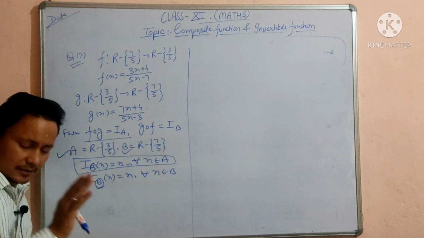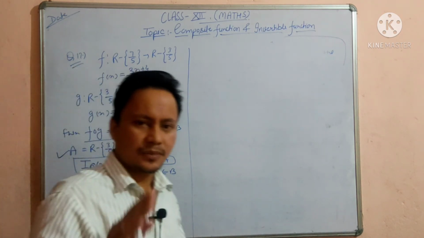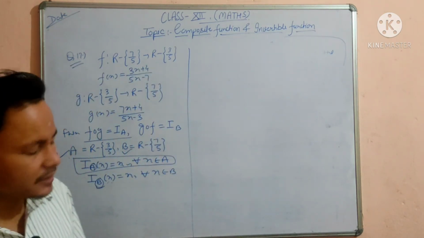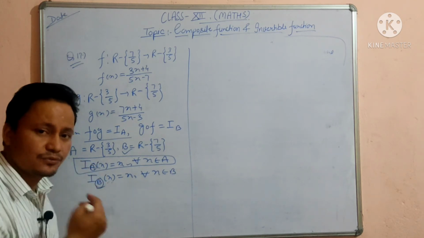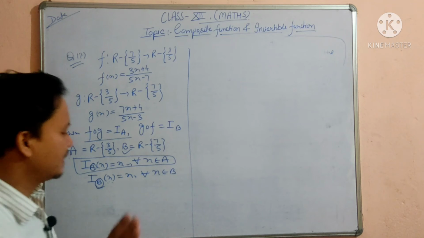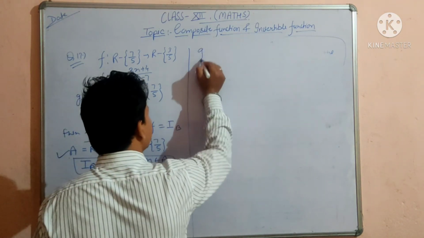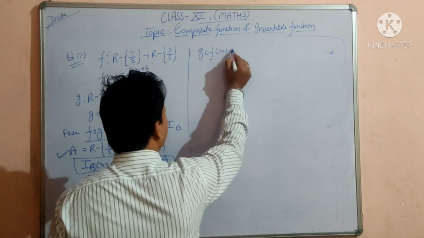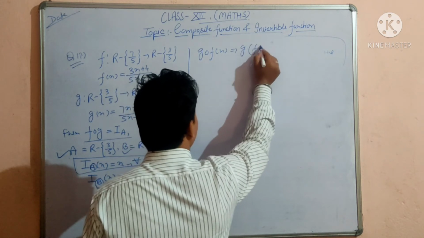So we will check. The question is not complicated, beta, but the language is a little bit complicated. But we have to just find out g o f and f o g in both the cases. Nothing else. So we'll find g o f and f o g. First we'll discuss g o f, so this will be g of f of x.